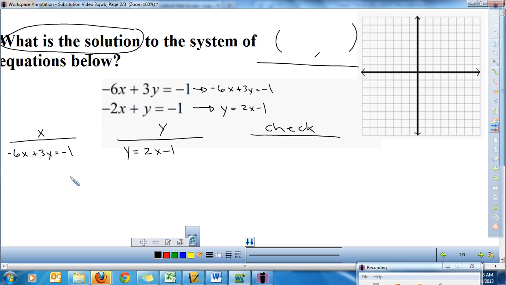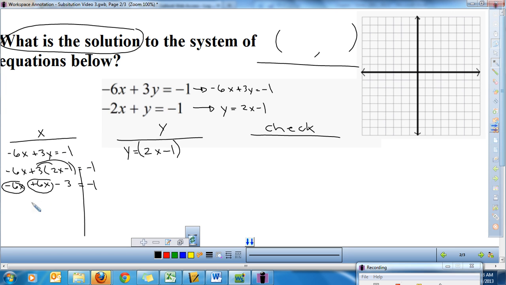Okay. Now, I know that y equals 2x minus 1, so I'm going to substitute in that for y. -6x plus 3 times (2x minus 1) equals -1. I see that there's some distributing I can do, so I'm going to go ahead and do that. -6x plus 6x, because 3 times 2x is 6x, and 3 times -1 is -3. I notice that there's some terms I can combine, a +6 and a -6. Now, if I do on my calculator, -6 plus 6, I get 0.